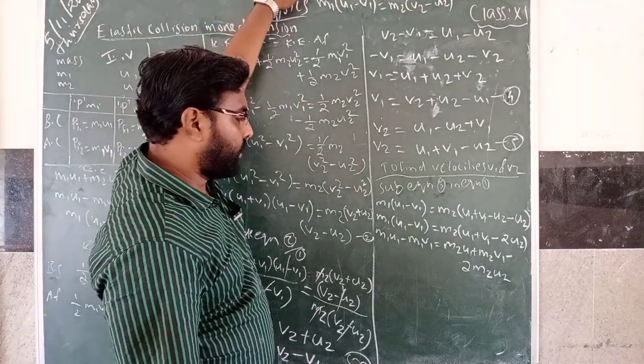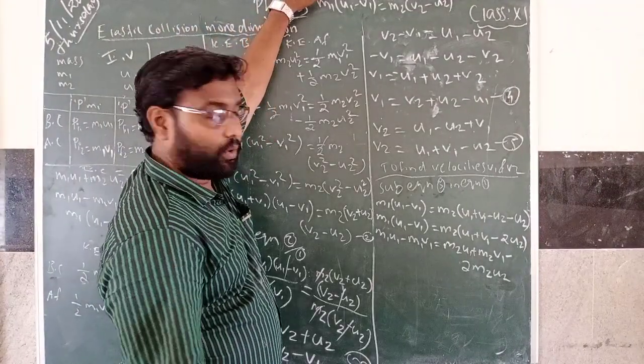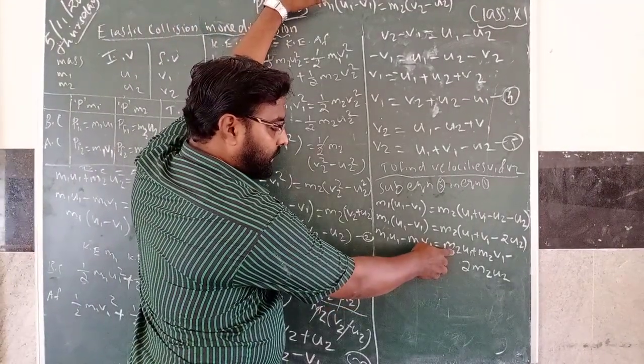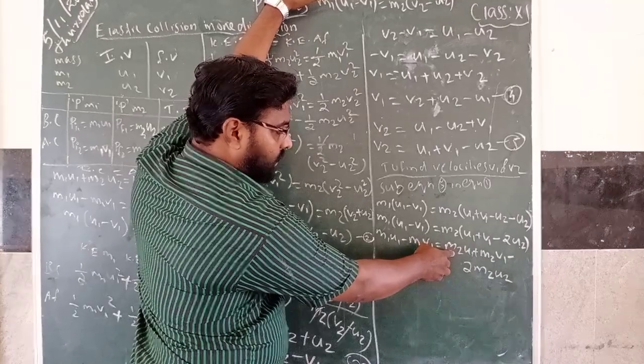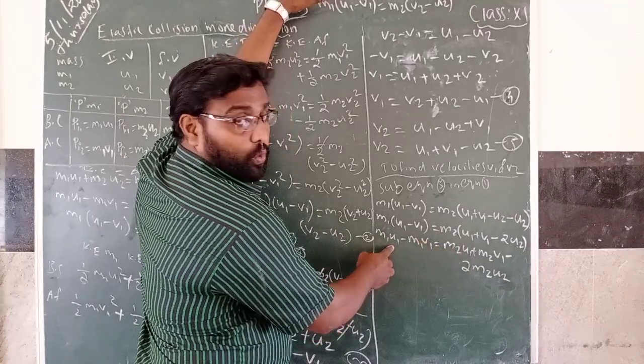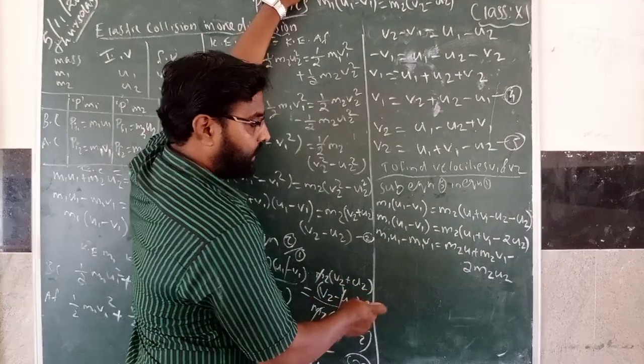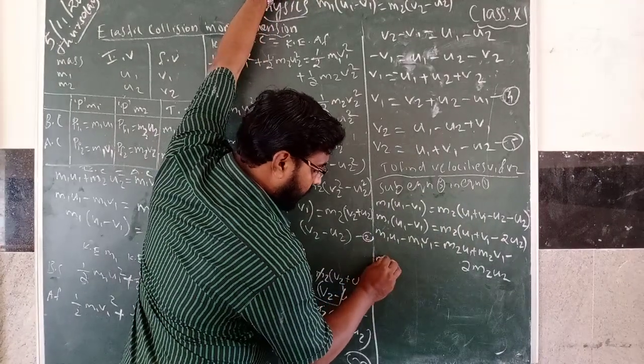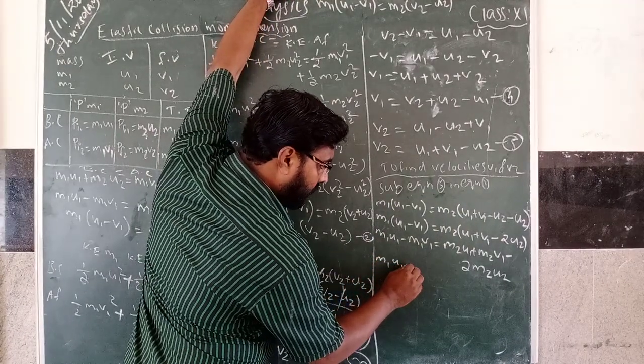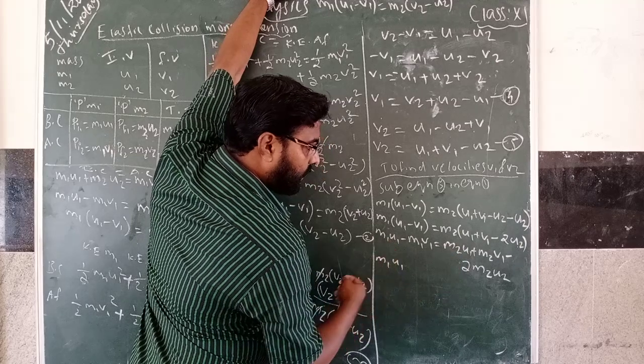Now what you have to do is bring this u1 one side, v1 one side. So m1 u1, take this side.